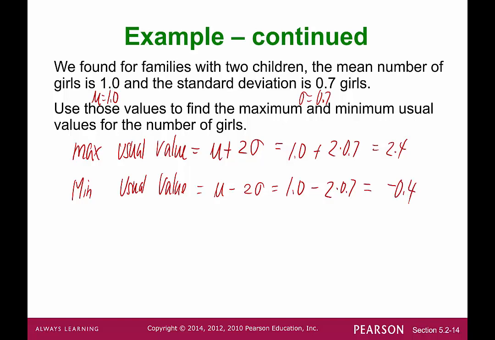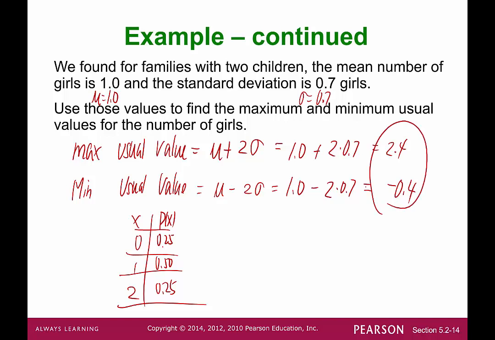If you look at all our outcomes, you see 0 girls, 1 girl, 2 girls. As you can see, they are all usual values. Getting 0 girls, 1 girl, 2 girls, they are all usual values.